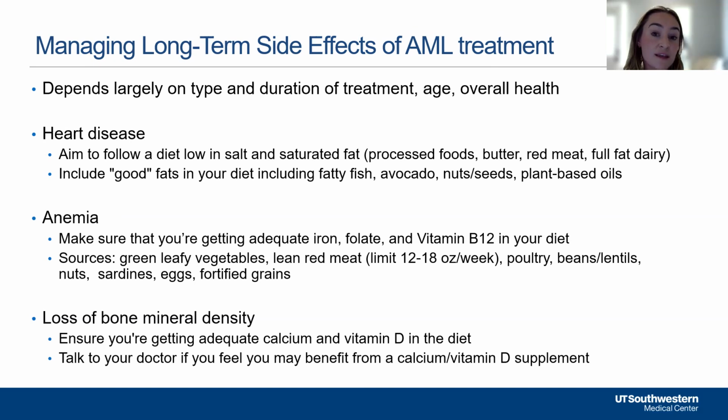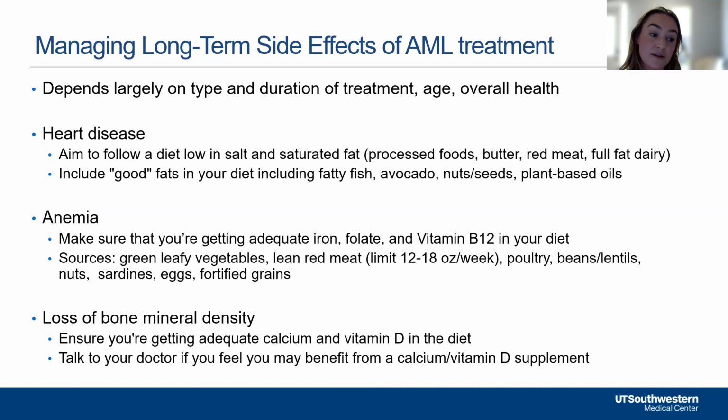But some of the chemotherapies that are used for AML treatment, we know, can lead to heart disease later down the line. So it's really important to follow a low-salt diet, limit those saturated fats that come from things like full-fat dairy, red meats, butter, and a lot of processed foods, and make sure you're including those good fats in the diet, things like plant-based oils, such as olive oil, avocado, nuts and seeds, and fatty fish, such as salmon.